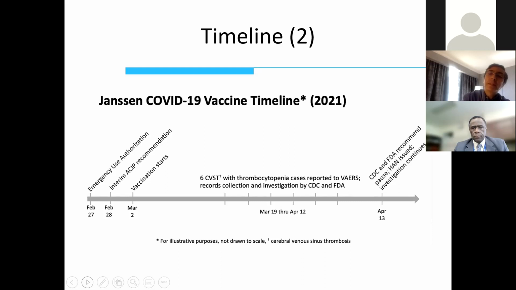to the national American system called VAERS, which reports vaccine adverse effects. And that was put together with the similar reports that were coming from Europe, to a point that by mid-April, the CDC and the FDA recommended a pause of the Johnson & Johnson vaccination nationally. Next slide, please.